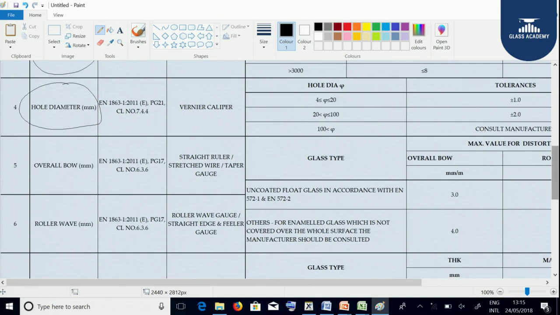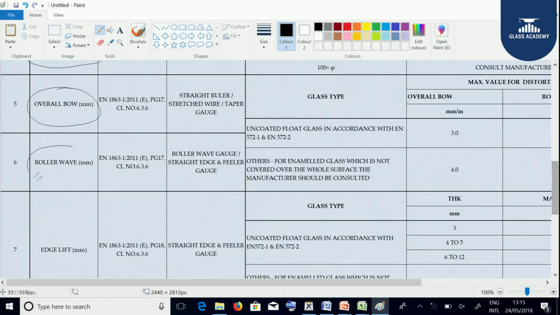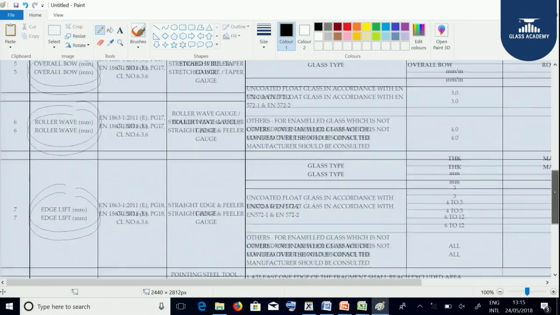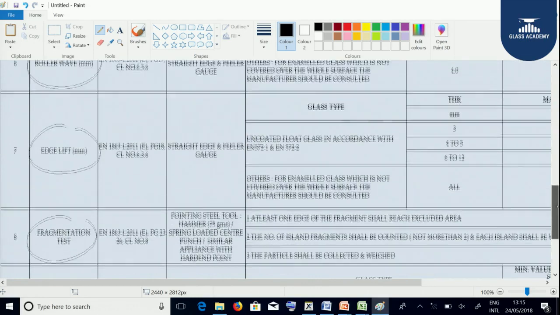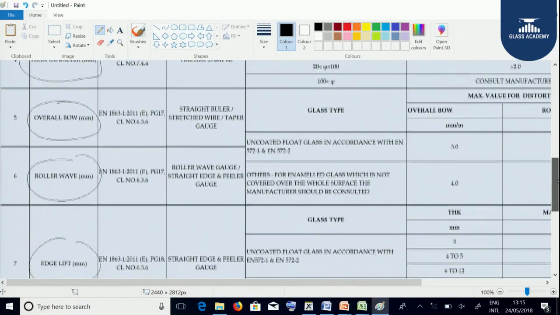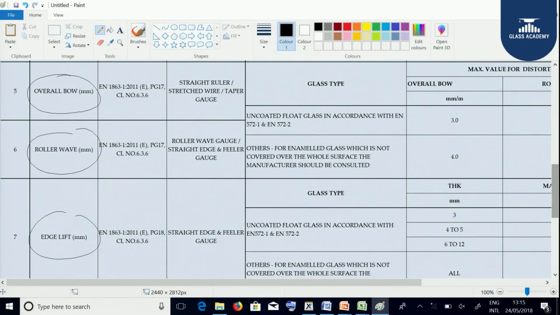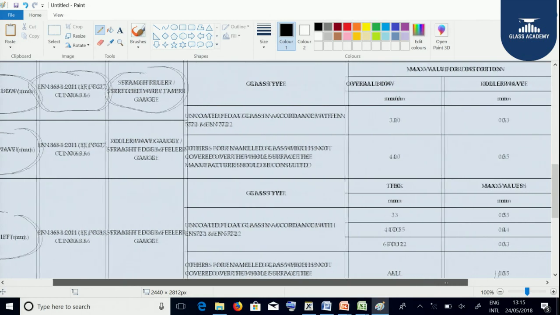And the actual parameters we need to check in the heat strengthening process are overall bow, roller wave, edge lift, fragmentation and mechanical strength. Now we will understand one by one the tempering heat strengthening parameters. Overall bow, the standard that is applicable is EN 1863. The tool we use is a straight ruler or a stretched wire, and we use a taper gauge to measure the deformation.